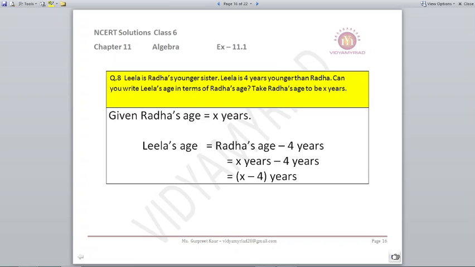Leela is Radha's younger sister. Leela is 4 years younger than Radha. Can you write Leela's age in terms of Radha's age? Take Radha's age to be x years. Now let Radha be x years. Now they are talking about Leela. Leela is 4 years younger than Radha. Radha is x. Younger means we will subtract 4. So x minus 4 will be Leela's age.